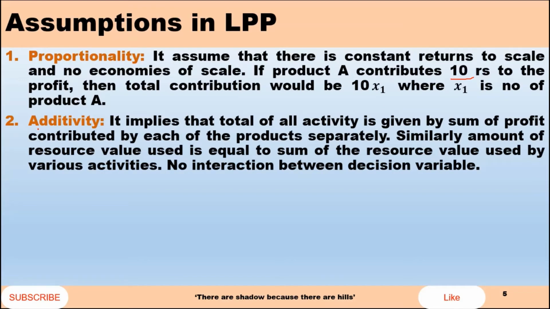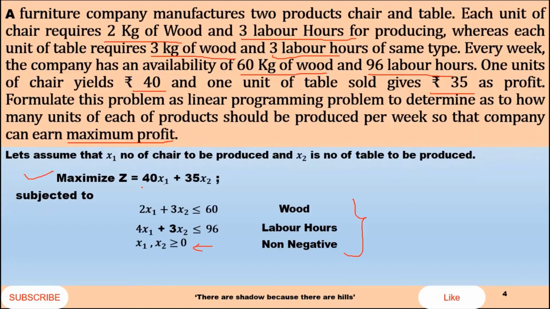The second assumption is additivity. It implies that the total of all activity is given by the sum of the profit contributed by each of the products separately. Let's see over here. The objective function is profit maximization, right? And it consists of 2 terms. The first term is the profit contributed by product A. The second term is the profit contributed by product B. So this is additivity.